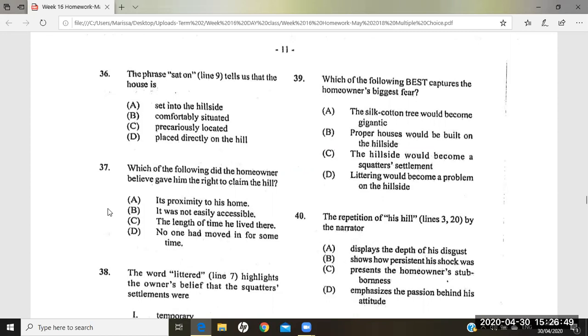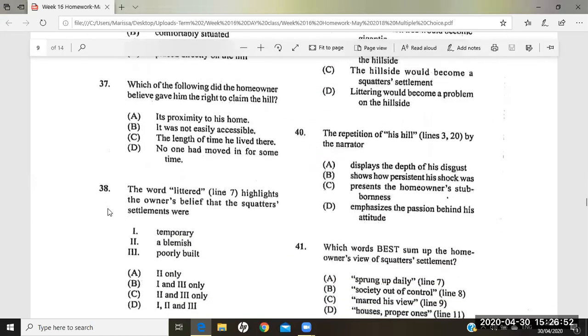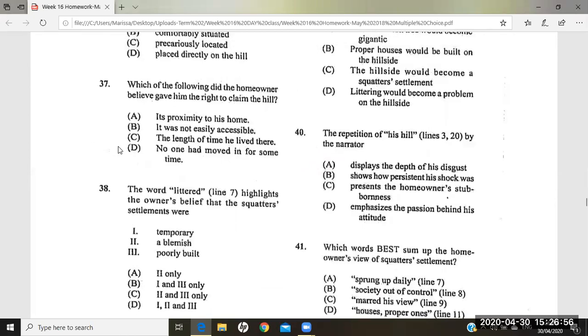I don't want Sandra to give me all the answers. Let me hear from the rest of you all. Angelica, number 37. Which of the following did the homeowner believe gave him the right to claim the hill? Miss, I had D, but I think that's wrong. I don't know. It's not D. Okay. So what justification did he give as to why this hill is mine? C, the length of time he lived there. Very good. It is C, the length of time he lived there, because he said, for the past 12 years, I've been here 365 days, so he's justifying why this gave him the right to claim the hill.